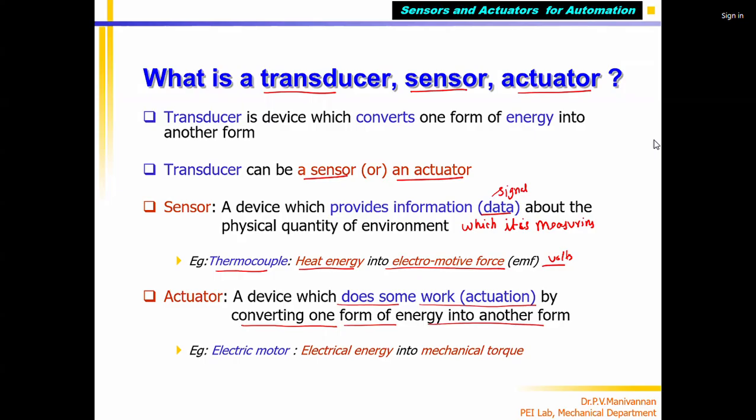Thrust in the aircrafts, jet engine. In case of IC engine, we are talking torque to the wheels. So the device converts the one form of energy, chemical energy, into a mechanical energy. Or in case of electric motor, you are supplying voltage and current. That means the electrical power you are supplying, or electrical energy, which is converted into mechanical energy. There may be torque and speed. So that's why the example for the actuator is an electric motor in which electrical energy is converted into mechanical torque and speed. So this is the definition for transducer, sensor, and actuator.